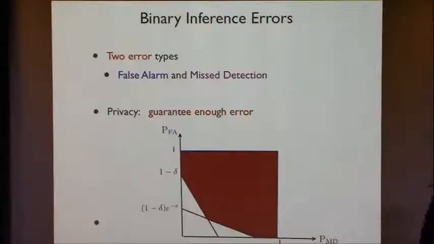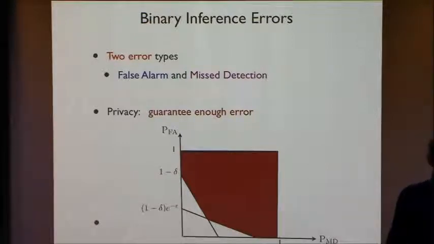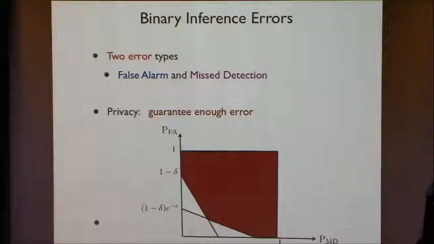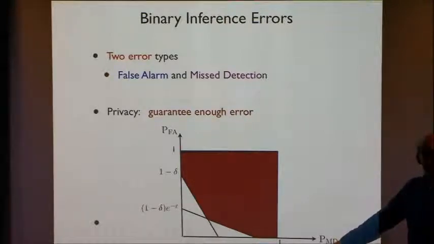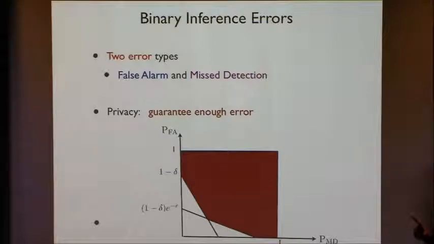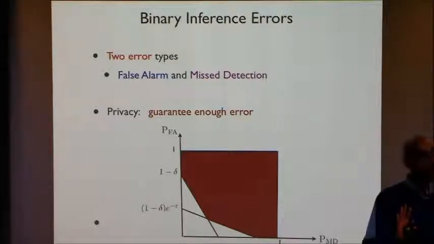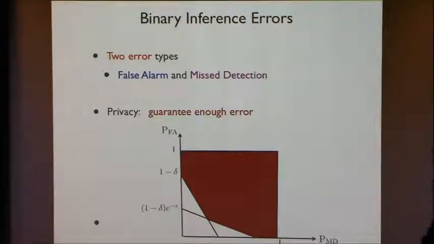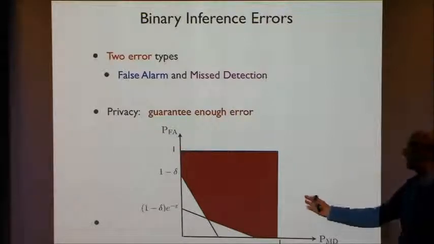Because it's binary hypothesis testing, there are only two types of errors. There's false alarm and misdetection, type 1 and type 2. And throughout this talk, I'm going to plot these curves. For the statistics community, this would be almost an ROC curve, except instead of plotting 1 minus the probability of misdetection, I'm plotting just the probability of error. And approximate differential privacy says that both errors, false alarm and misdetection, should be large enough. I'm going to use this diagram in nearly every slide.